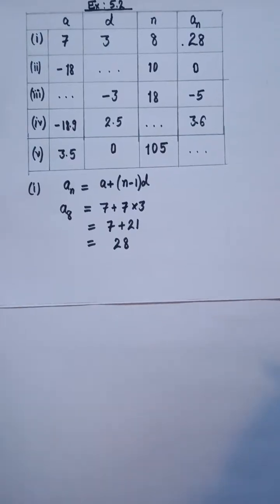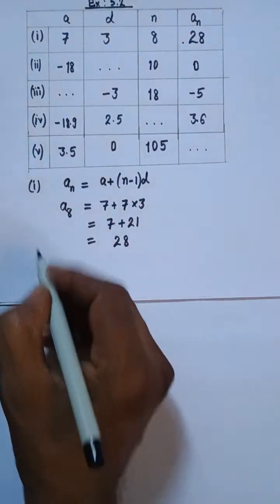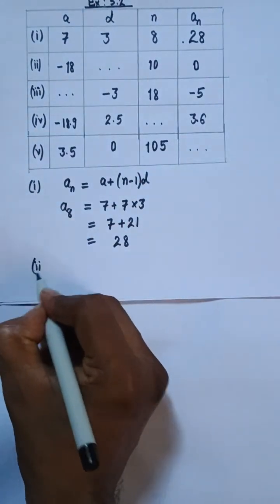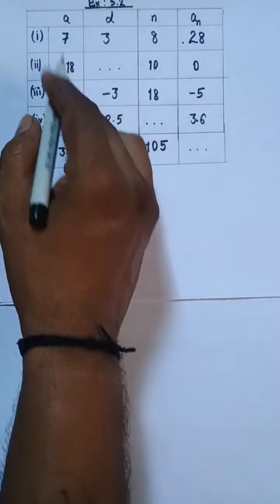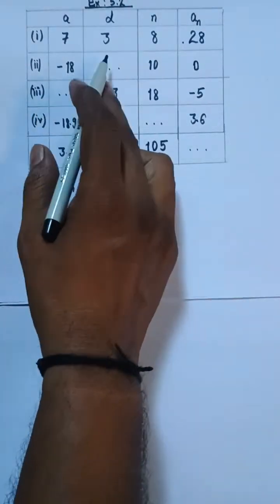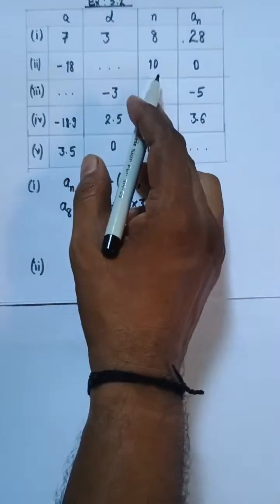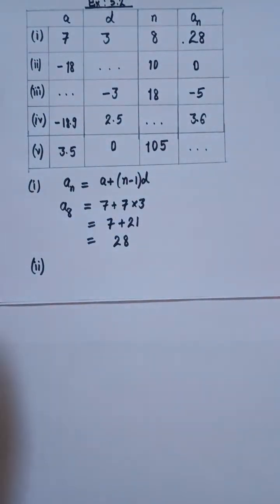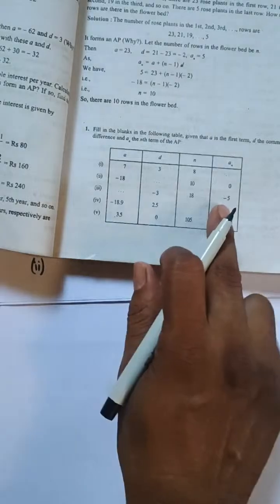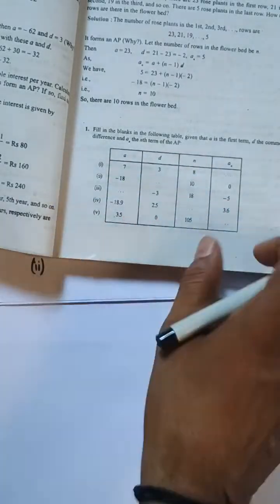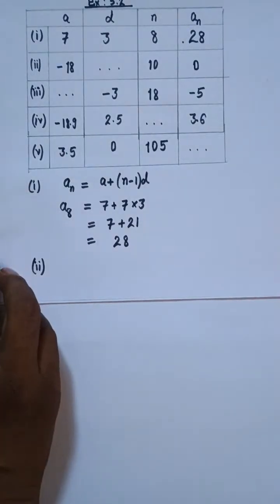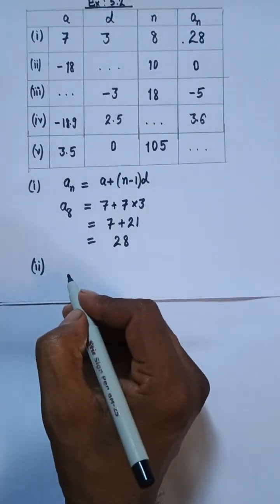Now we are going to move ahead. Second, okay, what should be here? So we have initial term is minus 18. We need to find d. n is given 10 and an is 0. This one is an NCERT problem. You can see over here the same table I have just put here to do the practice. Let's do it.